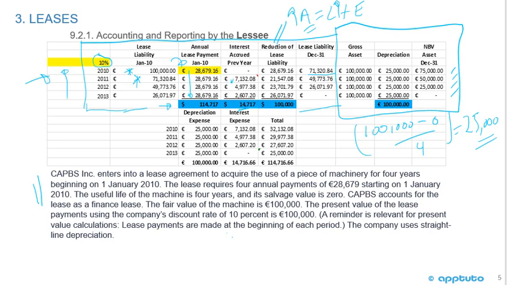So this table up here is cash flows, okay? But down here you can see in year 2010, I would have had an interest expense. I would have had an interest payable at the end of the year, correct? I would have had my depreciation expense, and I would have had debit interest expense, credit interest payable. Then in 2011, when I make that payment of $28,679.16, that means $7,132.08 is for the interest. The remainder is for the principal, and therefore the liability comes down to $49,773.76, which, don't forget, that's my liability.